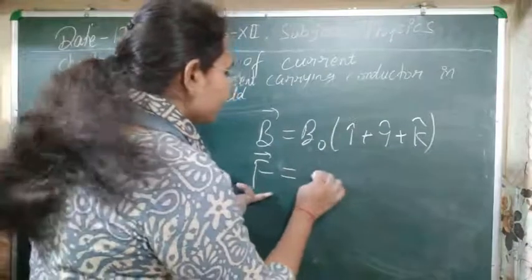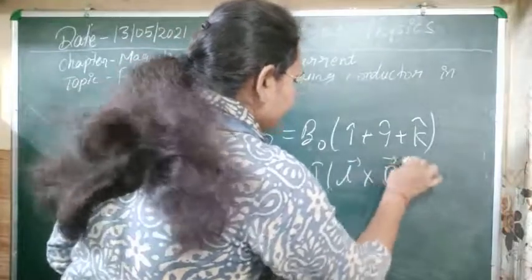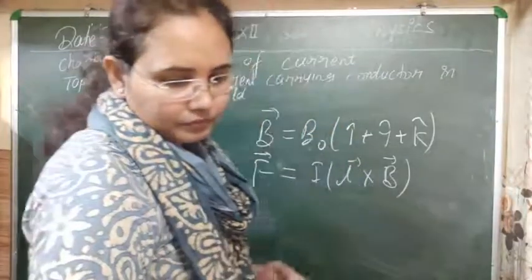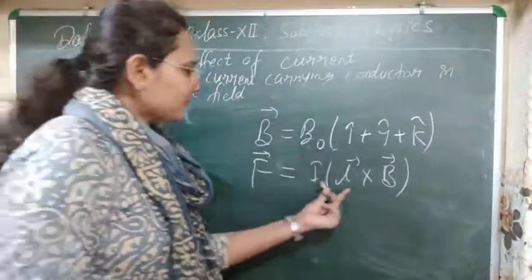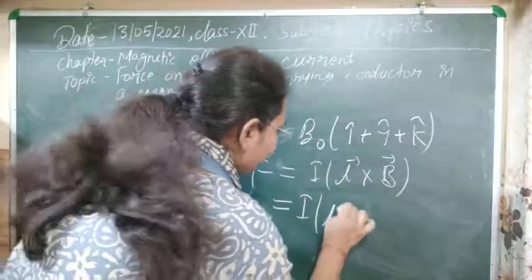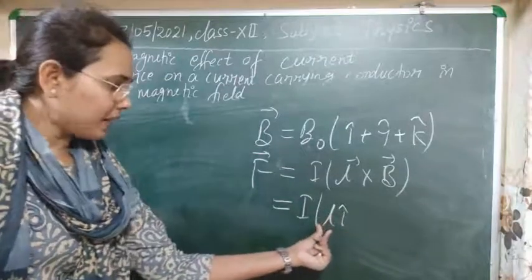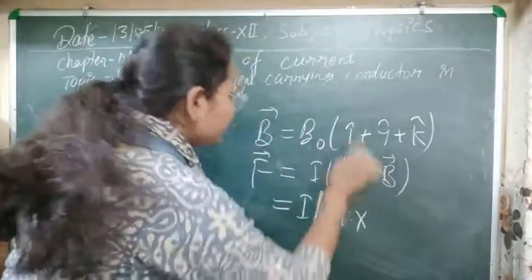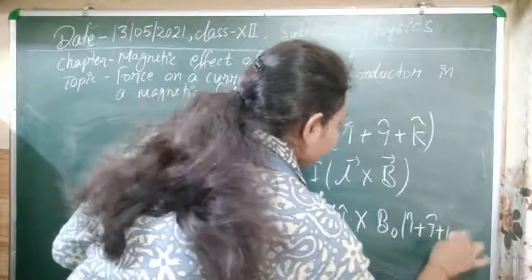So this force is given by I L cross B here. As the direction of L is along the x-axis, we can write this as L i cap, because it is along the x-axis only. This one will have some magnitude, and then cross. In the place of B, just write down the value that is given, B0 (i plus j plus k) here.